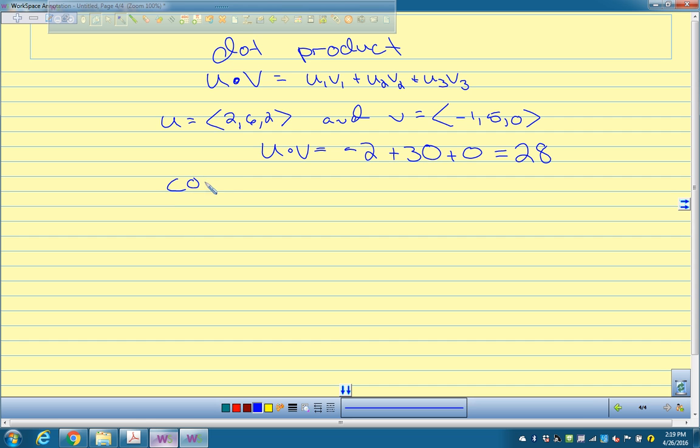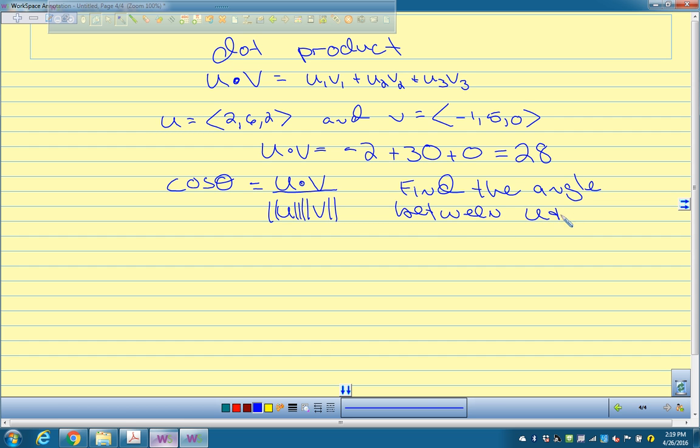Furthermore, the cosine of theta, so this is the same as it was for 2 dimensions, is equal to u dot v over the magnitude of u times the magnitude of v. This is for finding the angle between u and v. We already know u dot v, so cosine theta is equal to 28 over the magnitude. What's the magnitude of u? Here's u. Who can give me the magnitude of u?